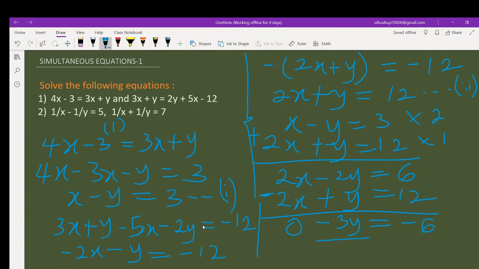So what do you have? Divide both sides by minus 3. The minus signs cancel out. Minus divided by minus is plus. 3 here is 1. 3 here is 2. Do you get that? So 3 here gives us 2.